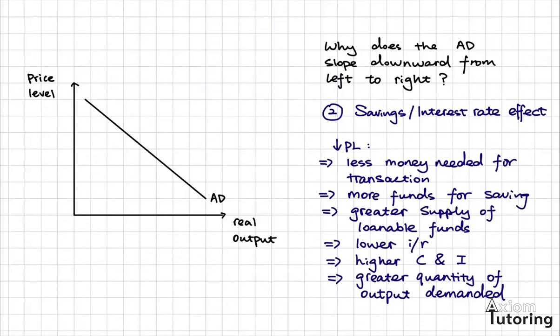So the logical chain is: a lower price level means less money is needed for transactions, and more funds are made available for saving. The greater supply of loanable funds results in a lower interest rate, which induces higher consumption and investment, and therefore a greater quantity of real output demanded. And the reverse can also occur when the price level rises.